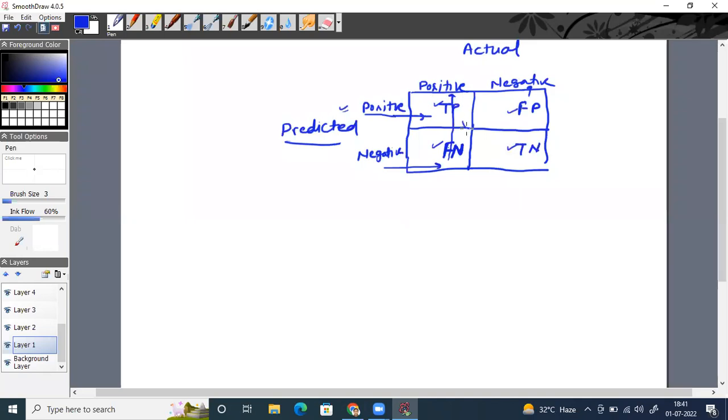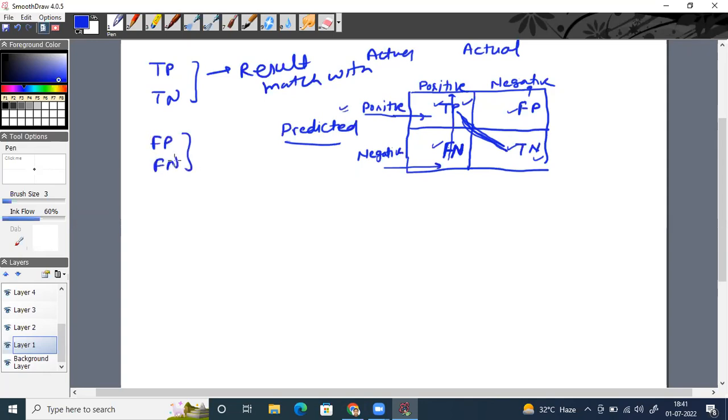These diagonal results are always your correct results. When I say true positive or true negative, it simply means these results are matching with my correct, actual results. Whenever it is false positive or false negative, it means the prediction is not matching with the actual results.